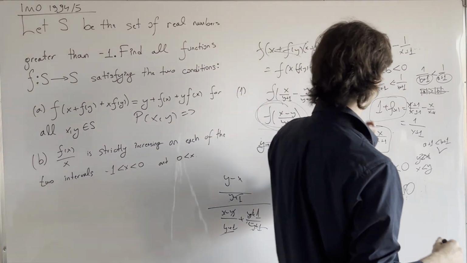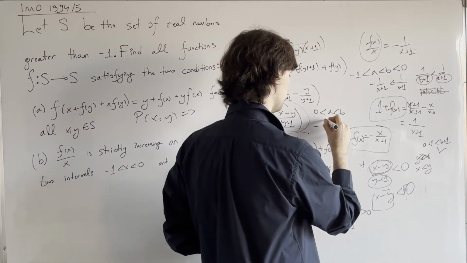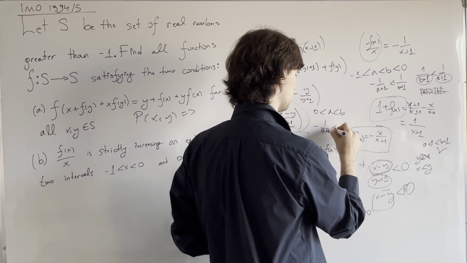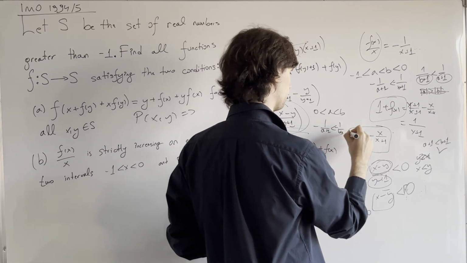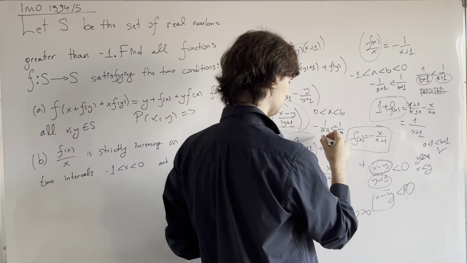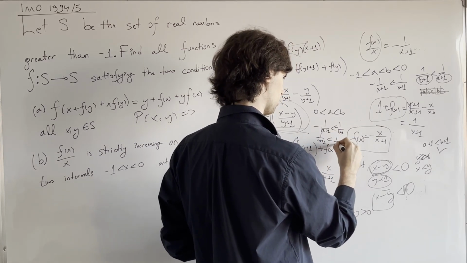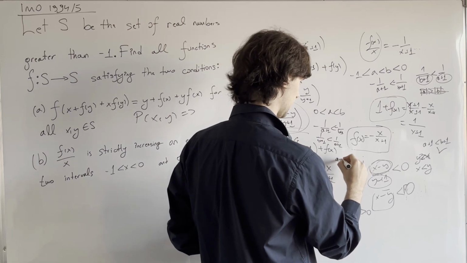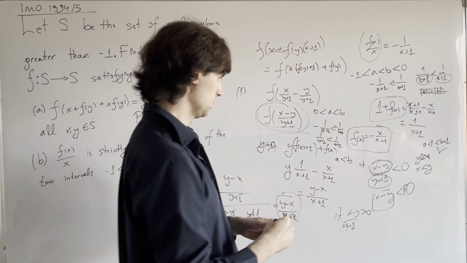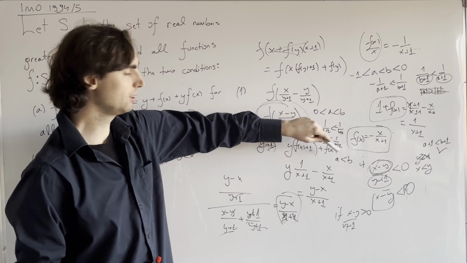In this interval, we need to have, again, the same thing. Minus 1 over a plus 1 less than minus 1 over b plus 1. And now this turns into the exact same thing: b plus 1 or 1 over a plus 1. A is less than b. So we've checked out both of these intervals are true.